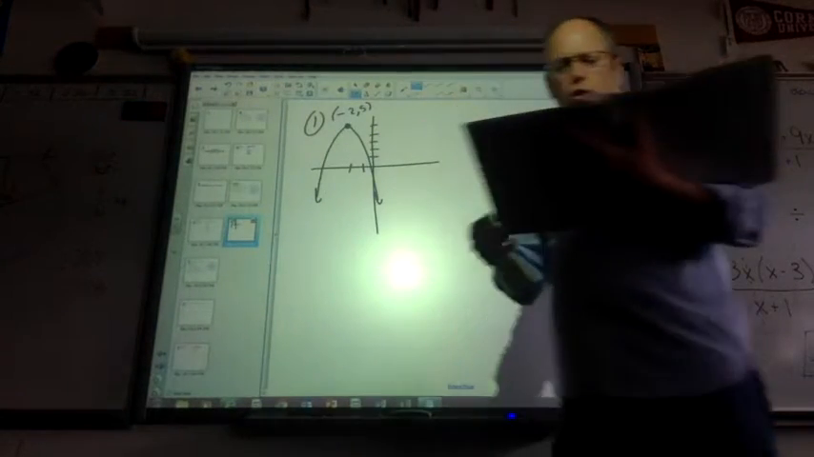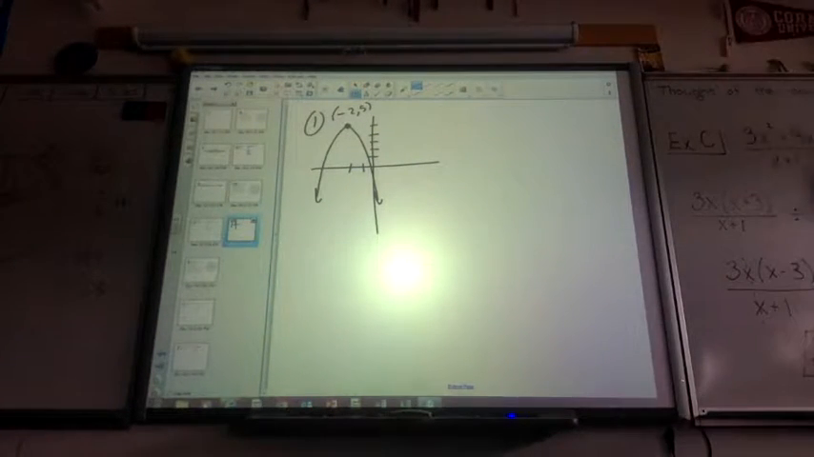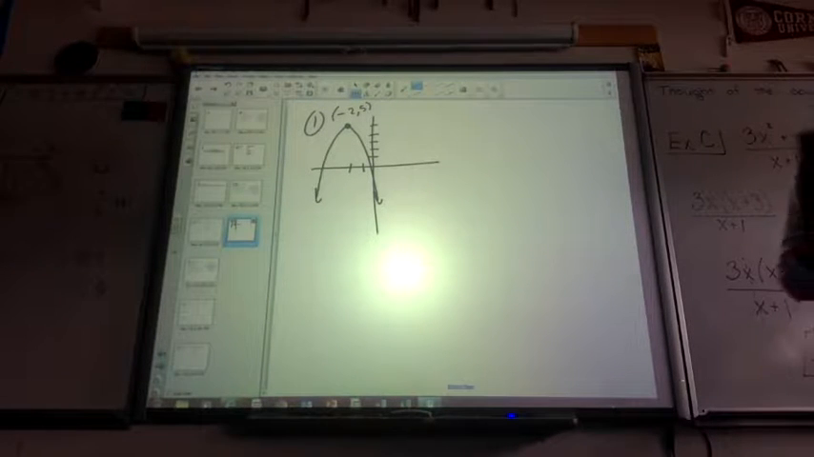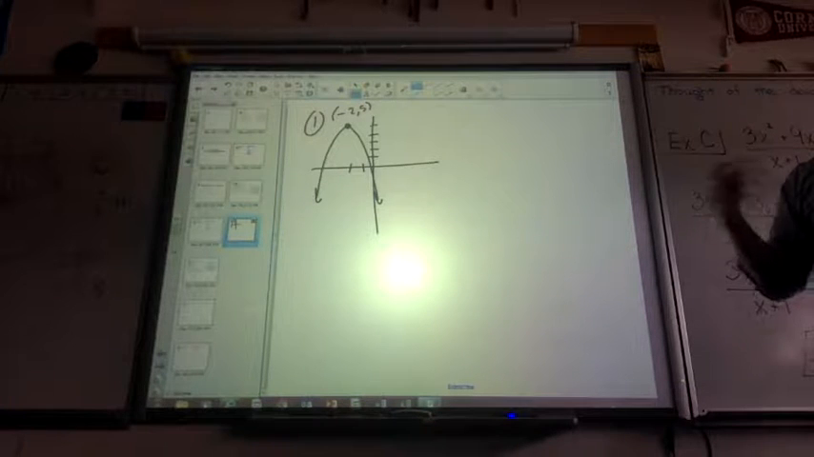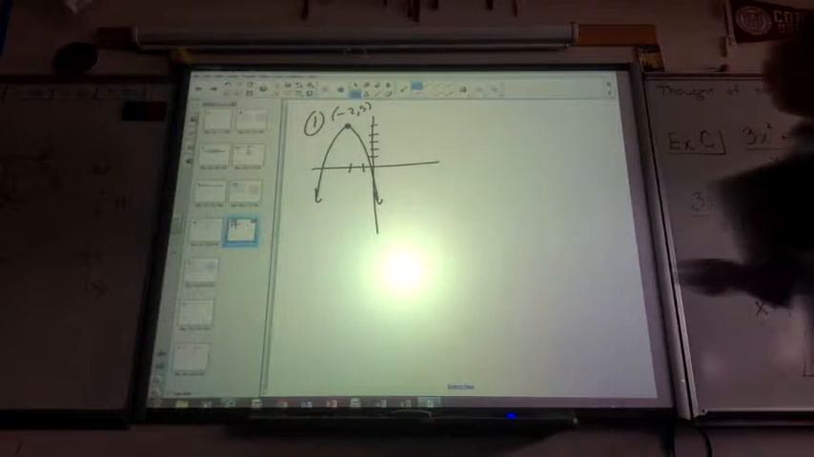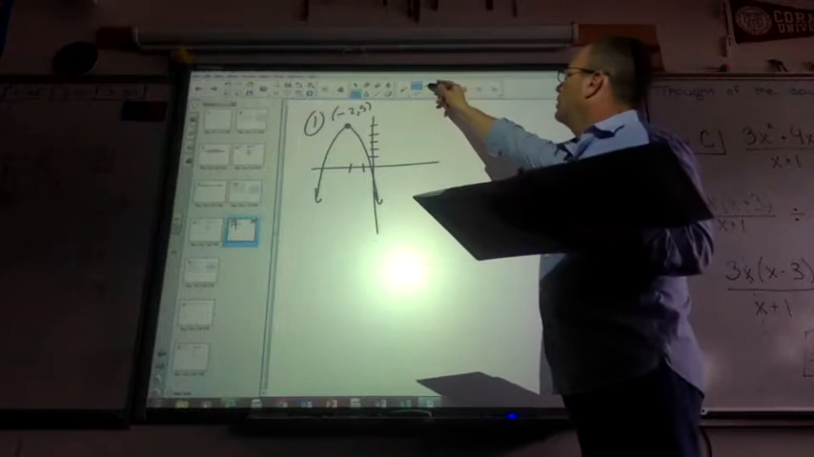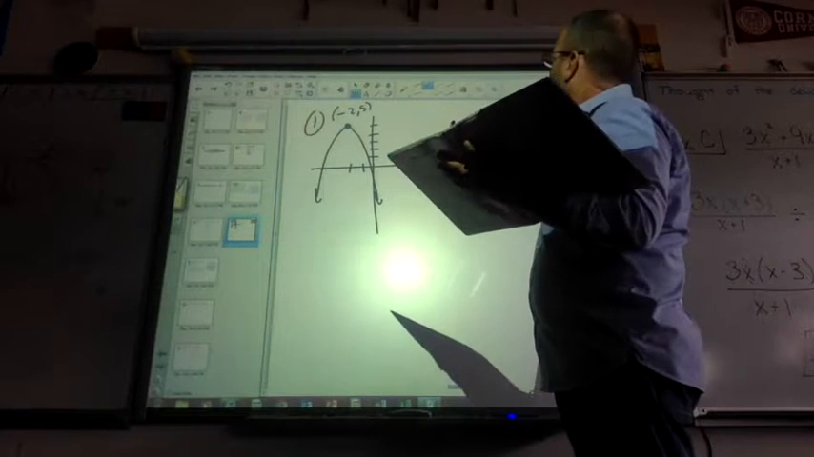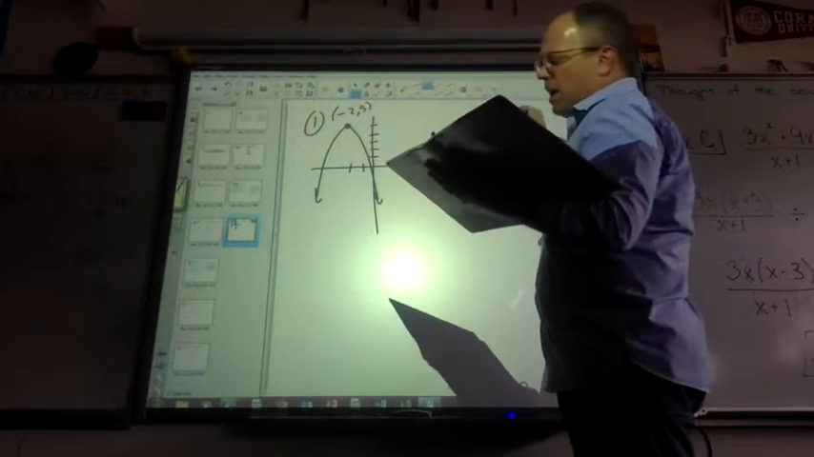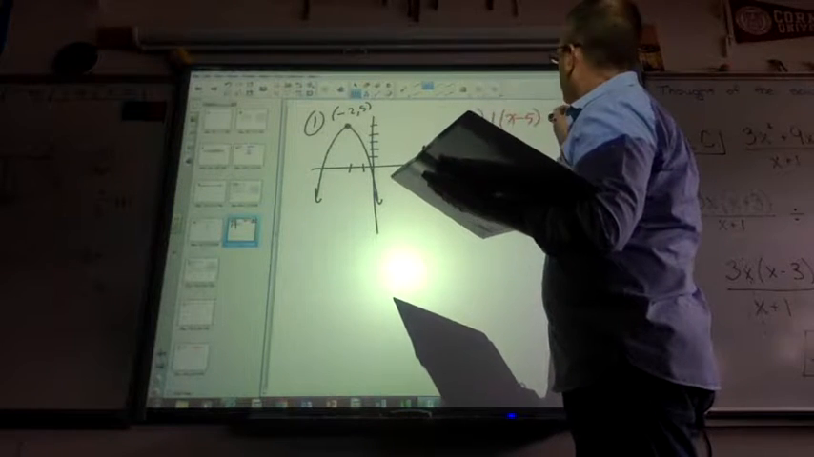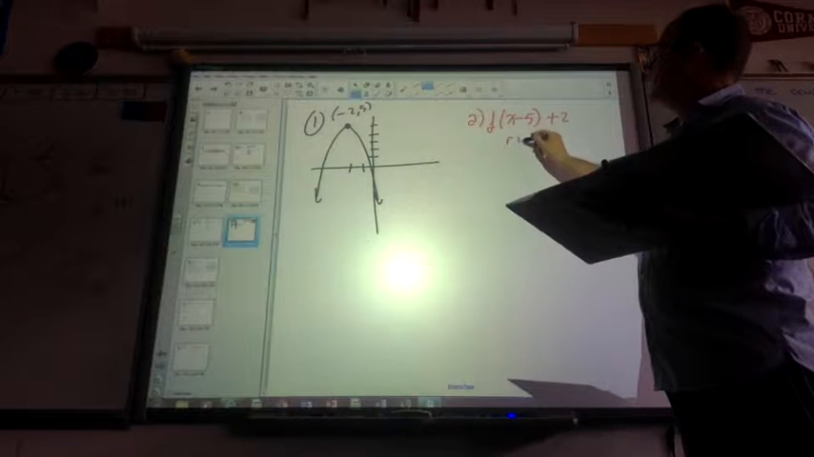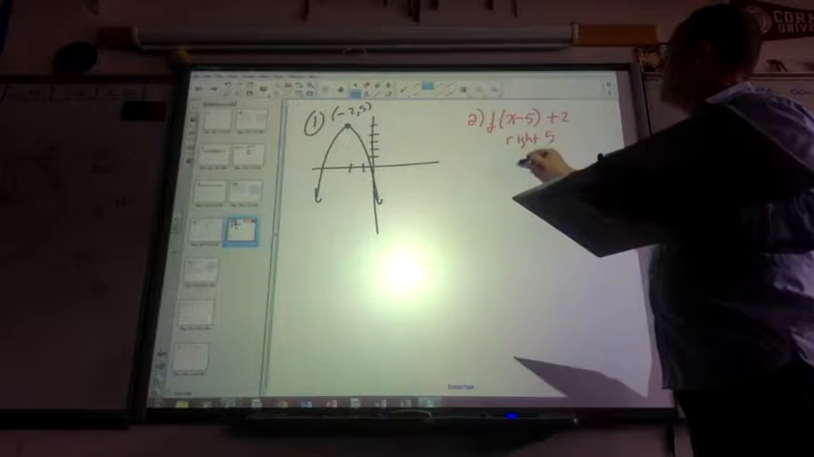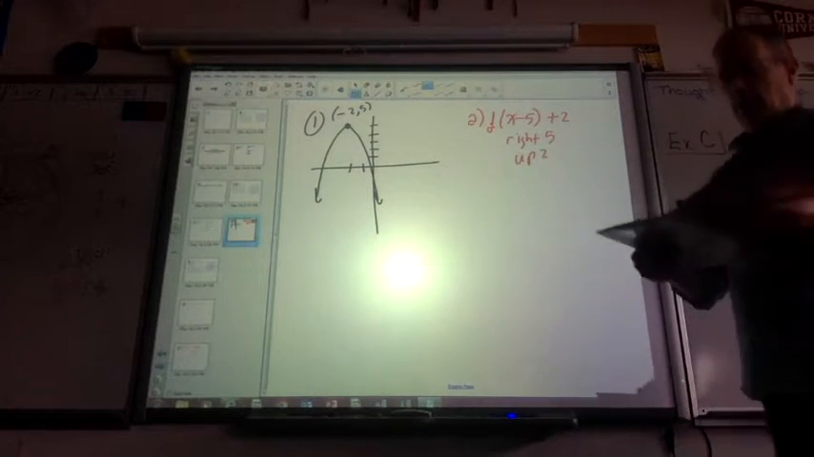All right. So this is our parent function, and really the only thing we need to focus on is the vertex. It's definitely a good point to focus on. We can see rotations and stuff. So in red, we have f at x minus 5 plus 2. So this goes right 5, up 2.